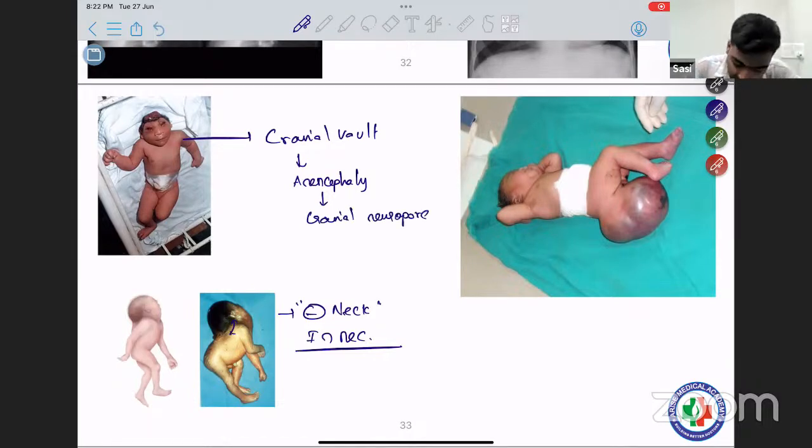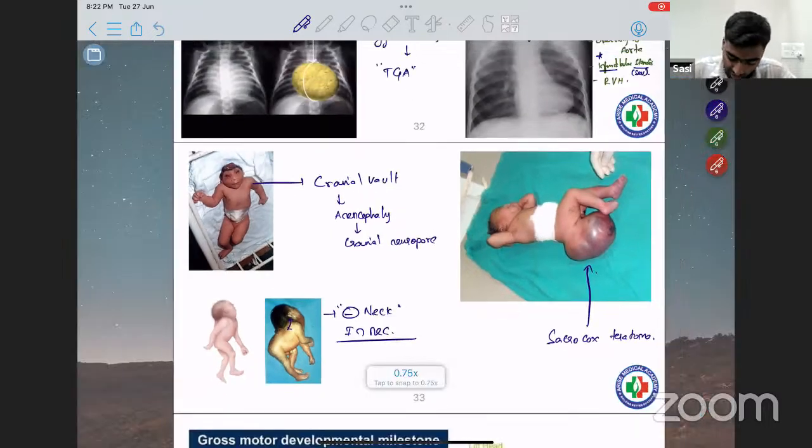Fine. Next one, if you see this growth around the sacrum, it is known as what? It is the sacrococcygeal teratoma. This is sacrococcygeal teratoma. Fine. You just remember these two things. We'll move on to the next one.